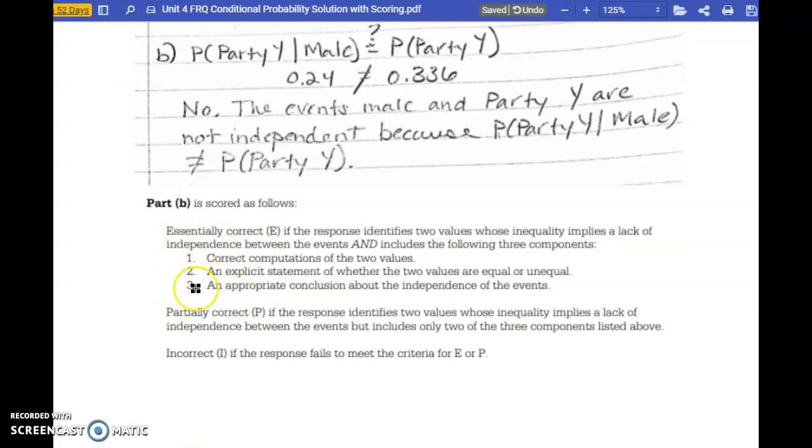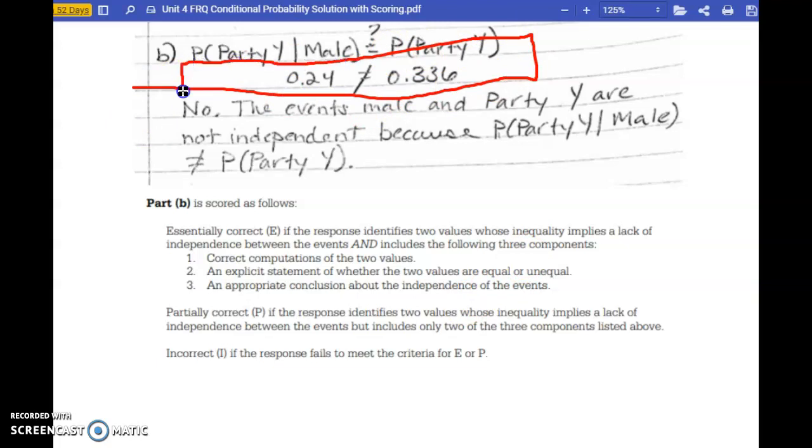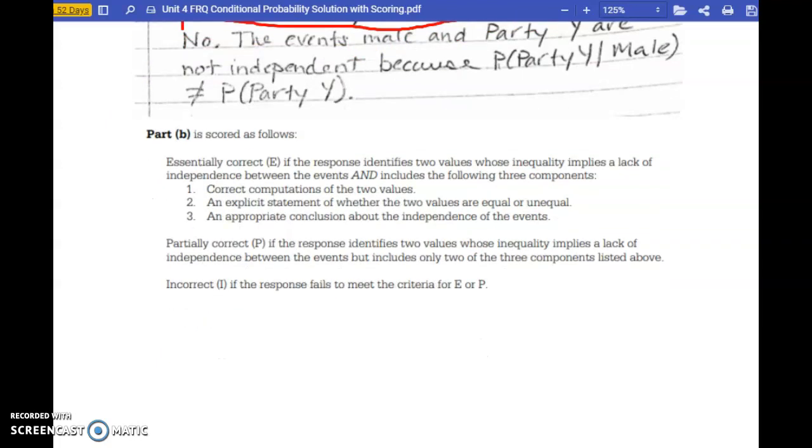And the scoring guide, so you were essentially correct. You do all three of these things. You had to have the values whose inequality implies a lack of independence. So you had to say that they were not independent. And then you had to have the correct computations, a statement, which I had here, and then made sure you say they're not independent. So you simply couldn't have stopped. Like if you just put this, you would have been partially correct.